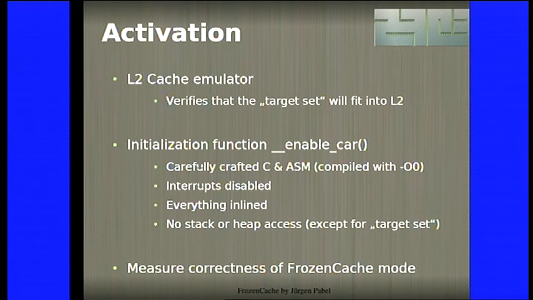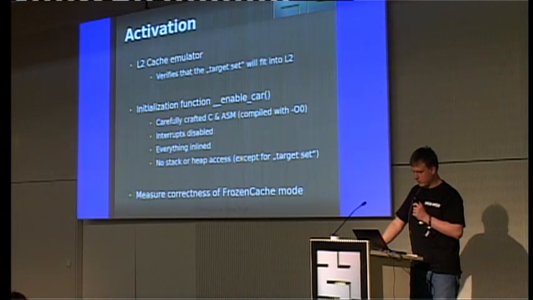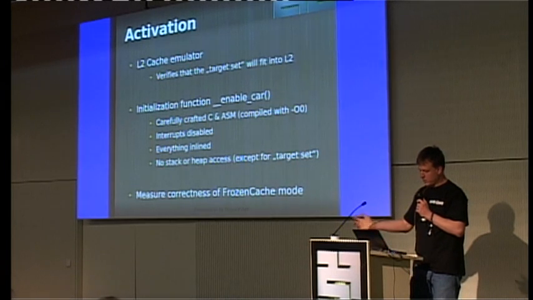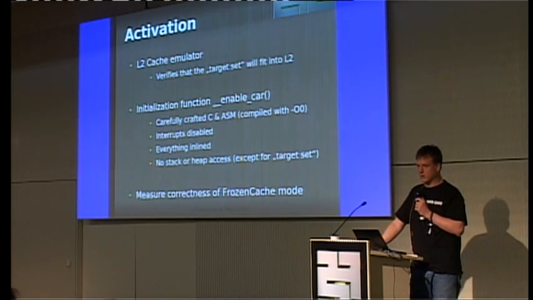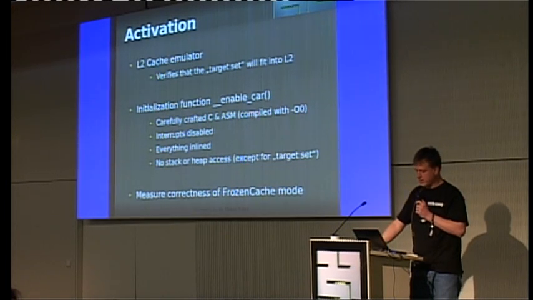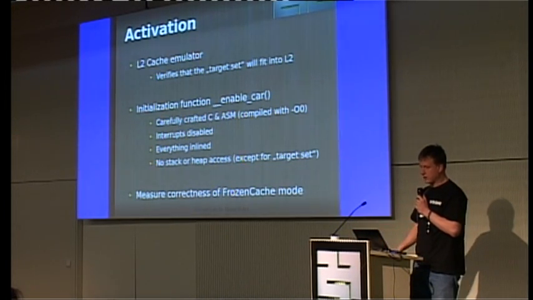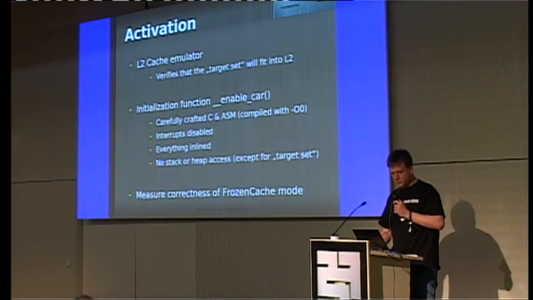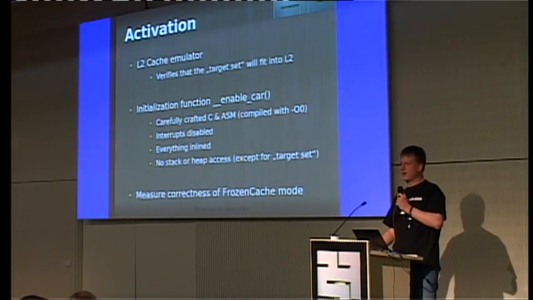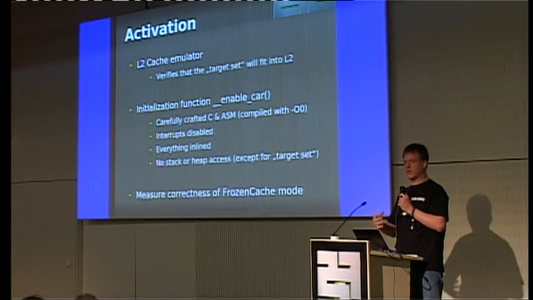So everything is inline, so there are no calls, so that you know, okay, I have a chunk of code that will execute, and this is all in one block that I could then consider for the calculation of the cache layout. And there's no stack or heap access, because that would also impact the data in the cache. The only exception for that is the target set that you want to be in the cache. And then there's a performance check that measures how long it takes to access the data.